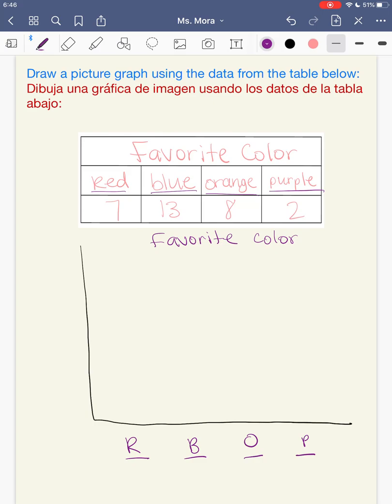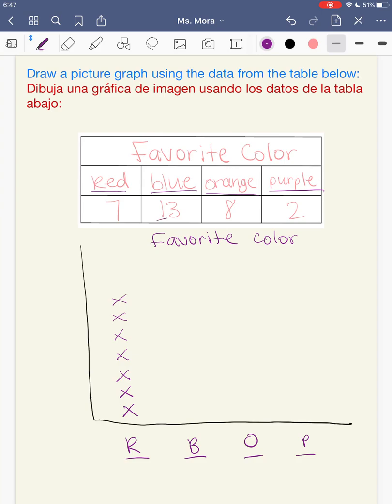Okay, and then I see that 7 people like red, so I'm gonna put 7 in my R here, okay? So 1, 2, 3, 4, 5, 6, 7. Okay, and I know it's a little tricky, guys, so just try to make it as straight up as possible. Okay, if it's a little crooked, that's fine already. Just make sure you have it in the correct category, okay?